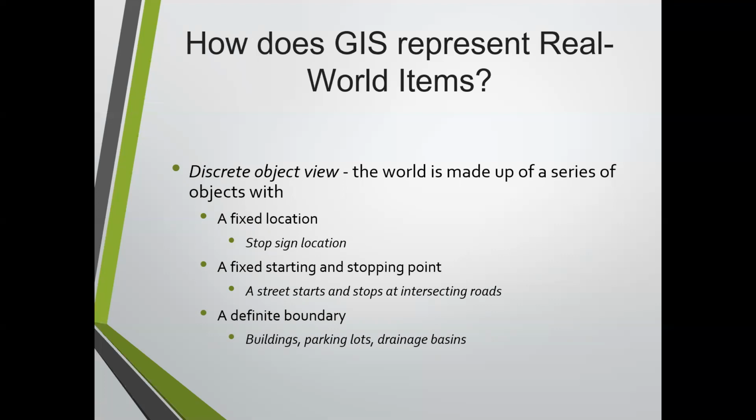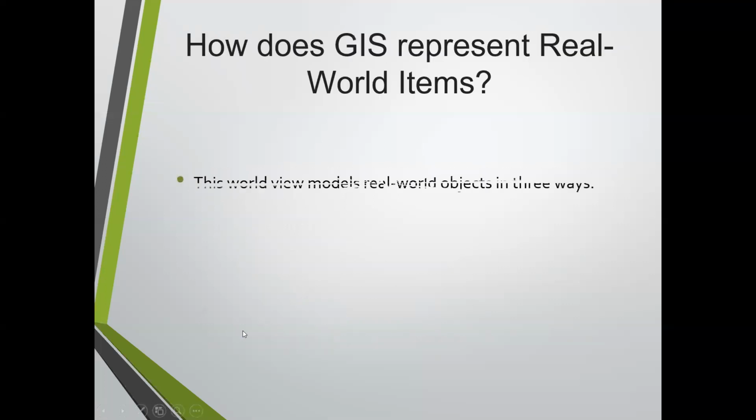So what we have are three different ways of looking at things: a fixed location, a fixed starting and stopping point, and then a definite boundary. And we break these down into this kind of thing, what we call points.